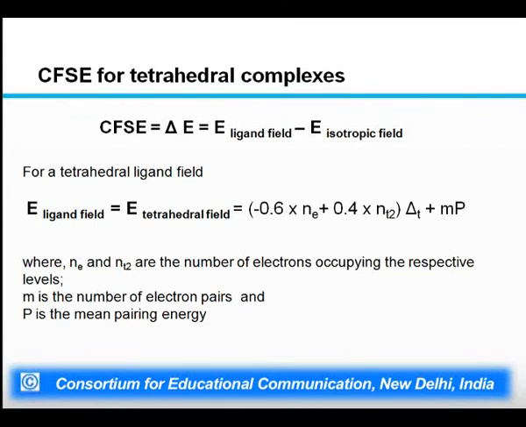So, CFSE for a tetrahedral complex would be the difference in energy between the tetrahedral field and the isotropic field. Now, in a tetrahedral field, an electron that enters the E level stabilizes the system by minus 0.6 delta T, and an electron that enters the T2 level destabilizes the system by plus 0.4 delta T. So, the total energy for a tetrahedral field is equal to minus 0.6 delta T nE plus 0.4 delta T nT2 plus mP, where P is the pairing energy and m is the number of electron pairs.